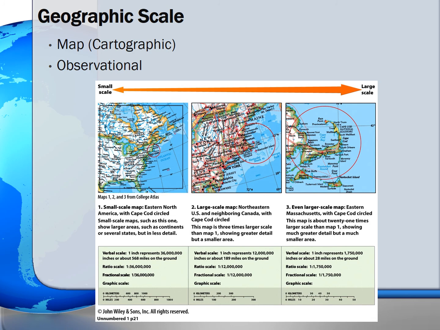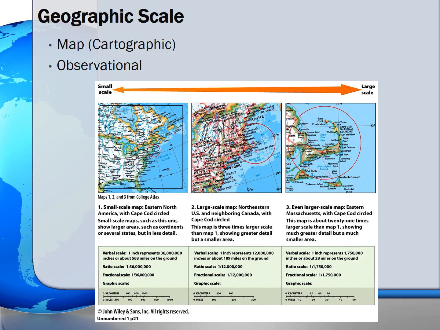In other words, small scale, small amount of detail, big area. Large scale, large amount of detail, small area. Observational scale is the level of analysis used in a specific project or study. Examples are the body, home, neighborhood, city, region, country, and then global scale. Observational scale has the opposite description of map scale. The body would be considered small scale and the global level would be considered large scale. It's not so much the level of detail as it is the thing that you're observing.